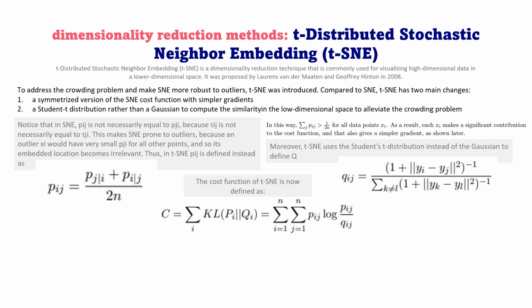The heavy tails of the Student's t kernel allow dissimilar input objects x sub i and x sub j to be modeled by low dimensional counterparts y sub i and y sub j that are far apart, because q sub ij would be large for two embedded points that are far apart. And since q is what is to be learned, the outlier problem does not exist for low dimension.